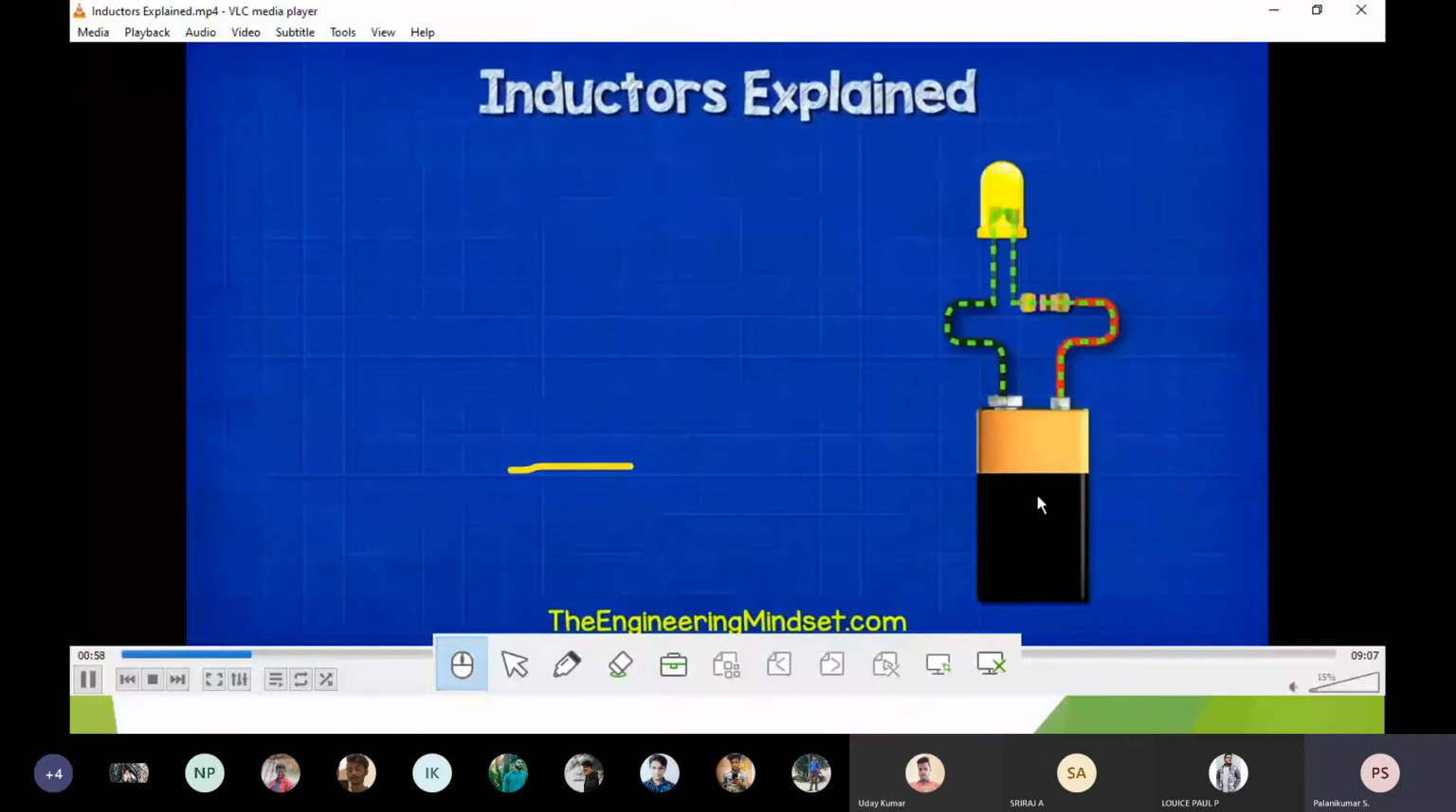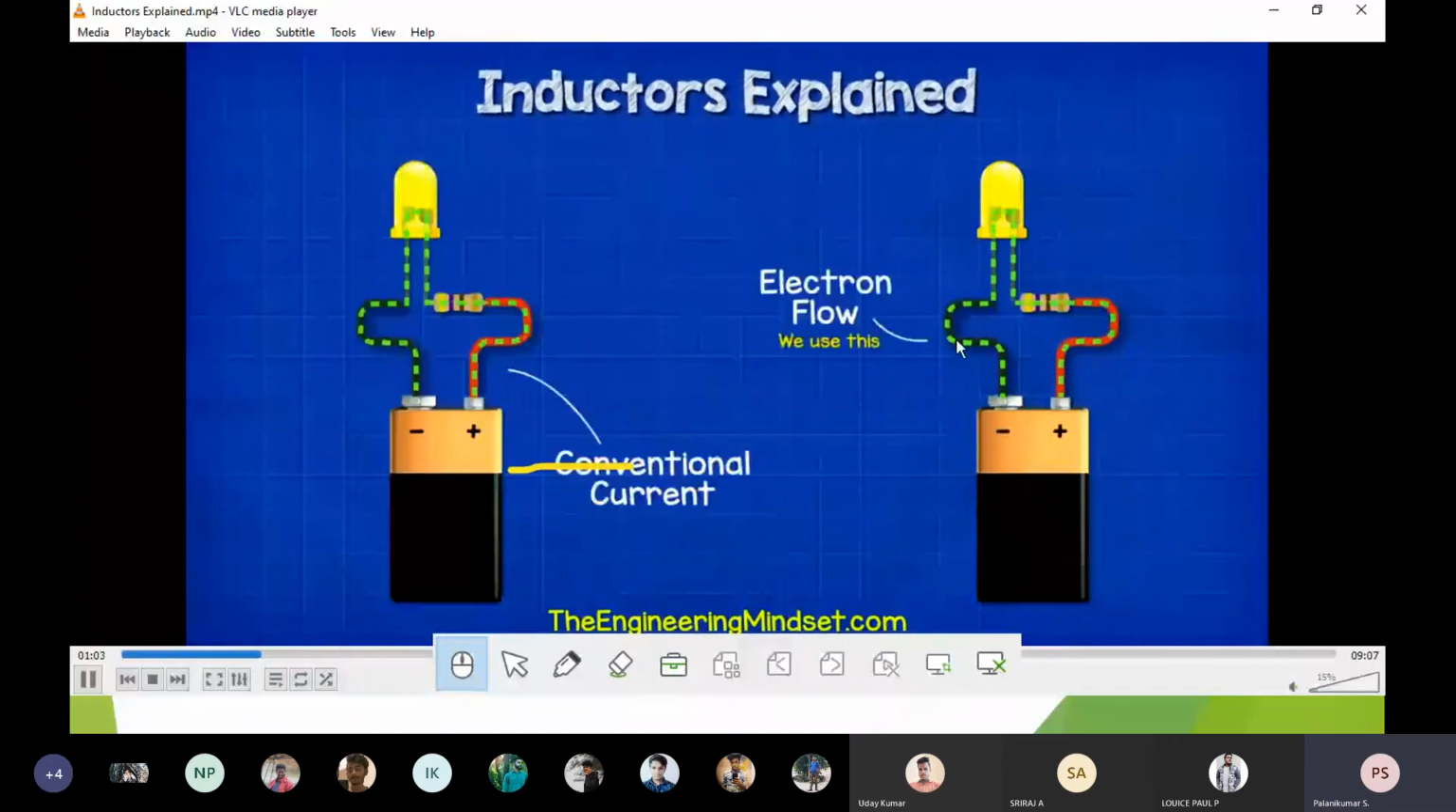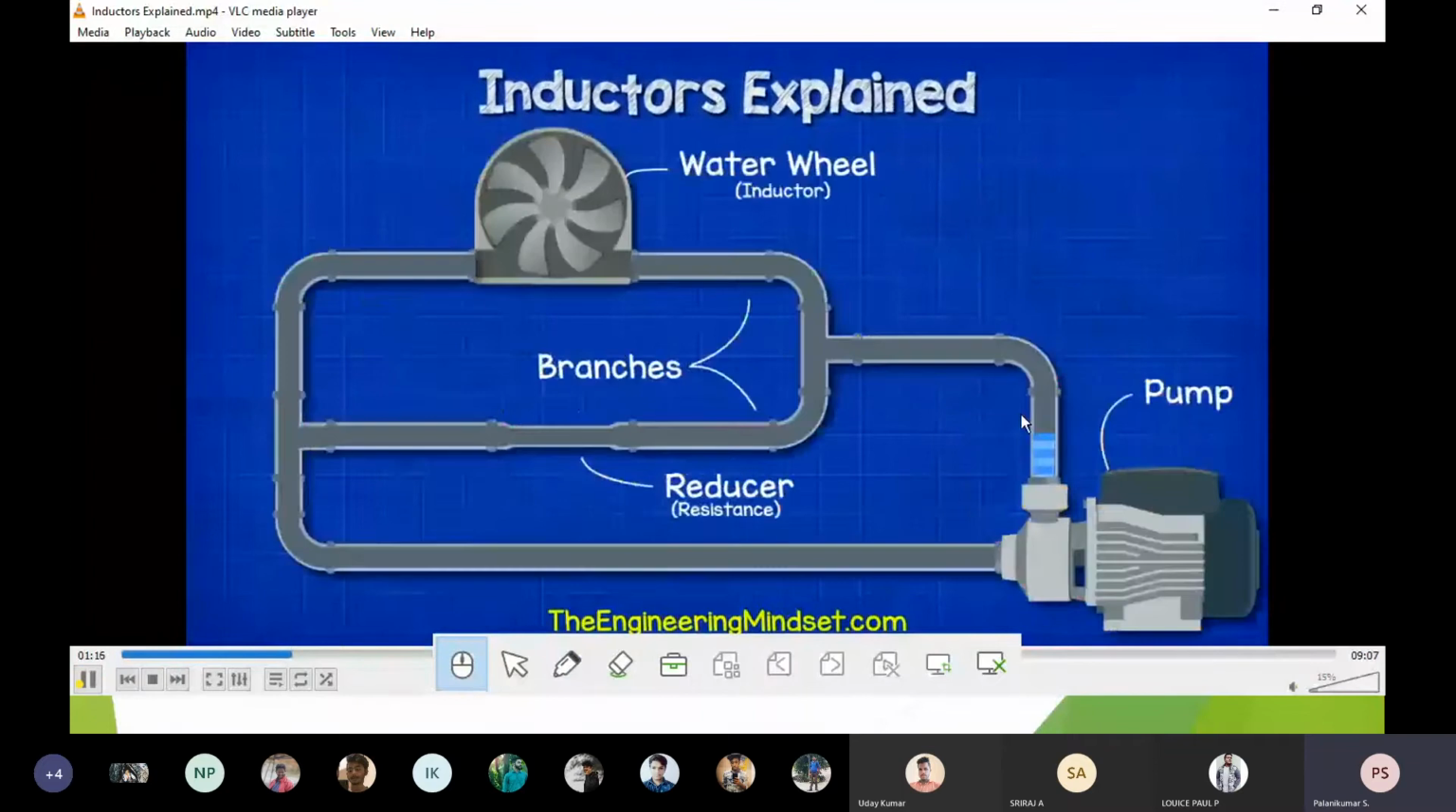It is similar to a battery supplying an LED. From the positive terminal, electrons go and electrons come back, so automatically the battery is discharging. This is one form, where in the conventional method we use conventional current. You all know that conventional current always flows from positive to negative, but in real time, electrons flow like this only.